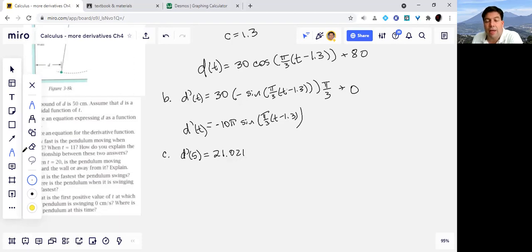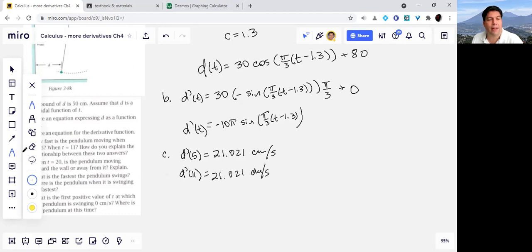What are the units of this? See, D is in centimeters and time is in seconds, but this is the derivative. So this is not D. This one is in centimeters per second. It's a rate of change. Now let's see, d prime of 11. It's the same thing. I'm just going to substitute 11 instead of 5. And I can do that actually quite quickly. I get exactly the same value.